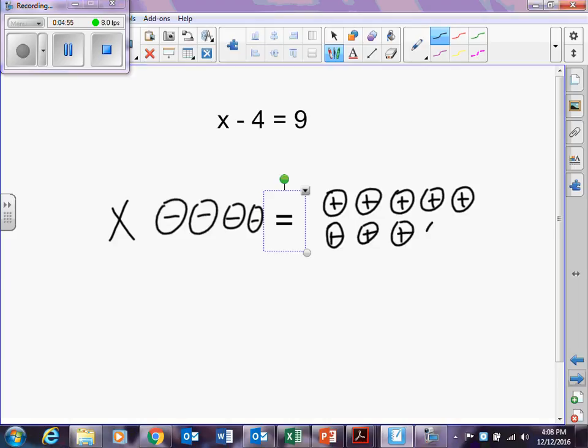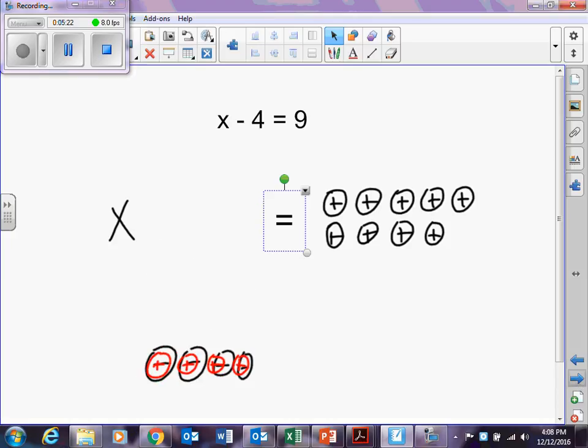Okay, so if I want my x to be by itself, I need to zero out. I need to get rid of everything that's with the x. So I'm going to make those negatives into zeros by pairing them up with 4 positives. And we know that what's going to happen here, these positives are going to pair up with the negatives, and they're going to make 0. They're going to go away. Okay, so get them out of the way. Those are zeros. Now, since I added 4 positives on the left-hand side, I need to add 4 positives on the right-hand side.